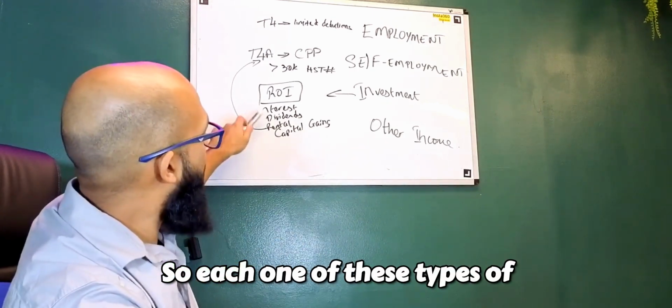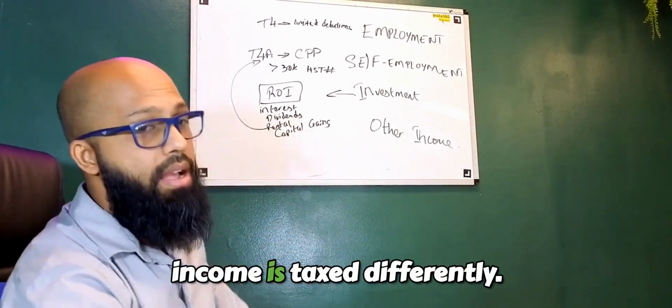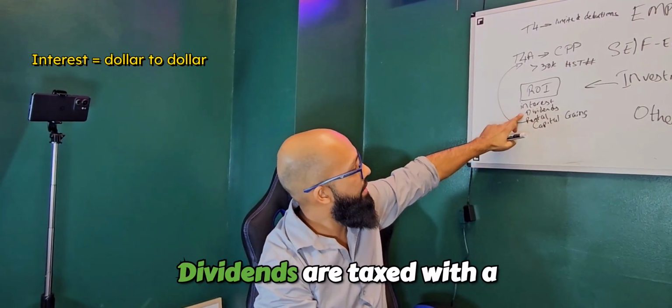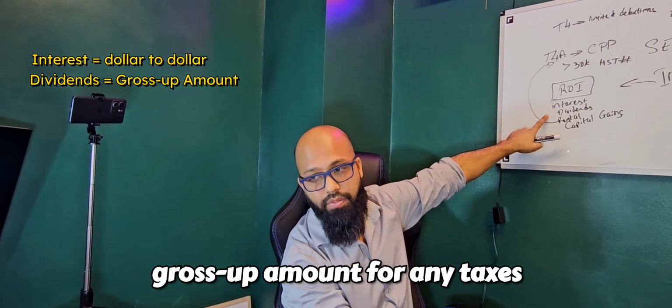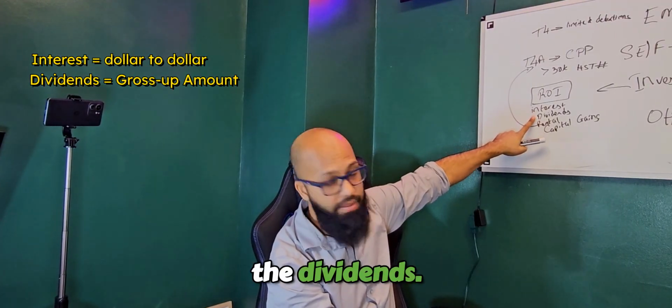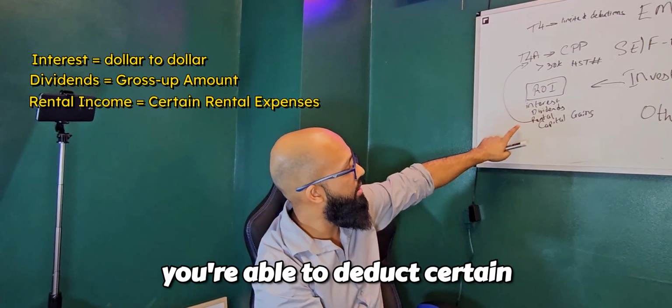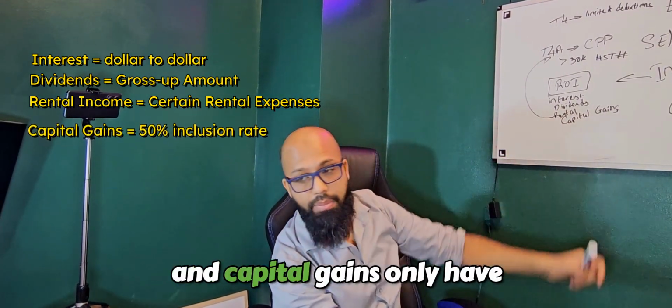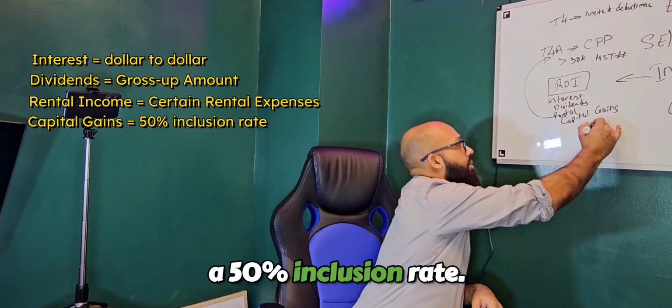Okay, so each one of these types of income is taxed differently. Interest is taxed dollar for dollar. Dividends are taxed with a gross up amount for any taxes that potentially the corporation paid before paying out the dividends. Rental income, you're able to deduct certain rental expenses before paying the taxes on that. And capital gains only have a 50% inclusion rate.